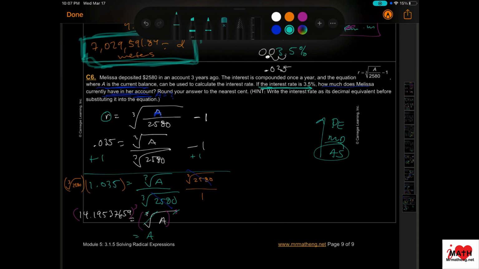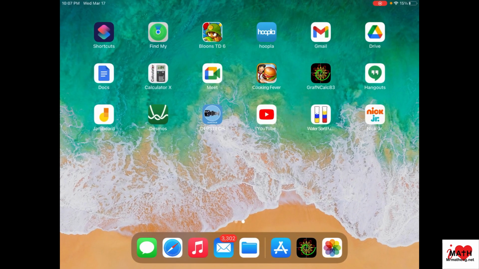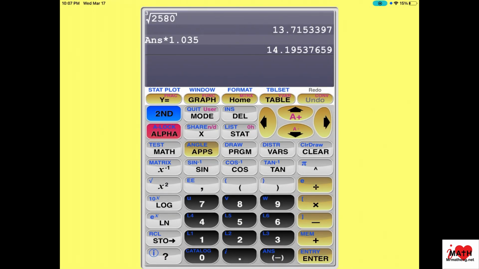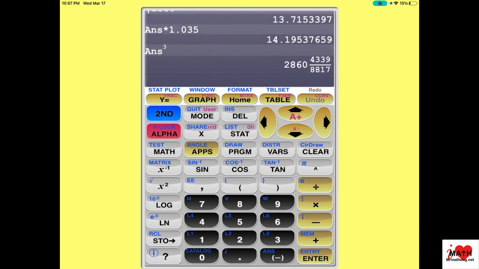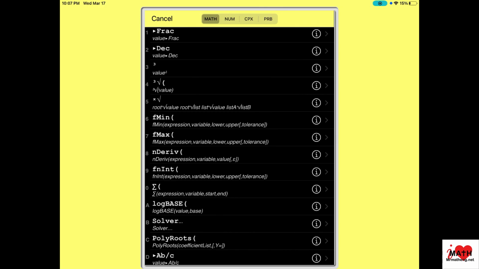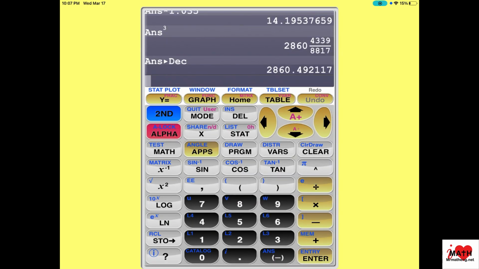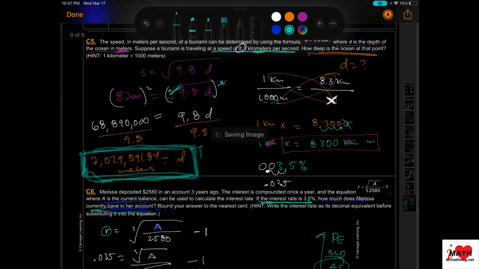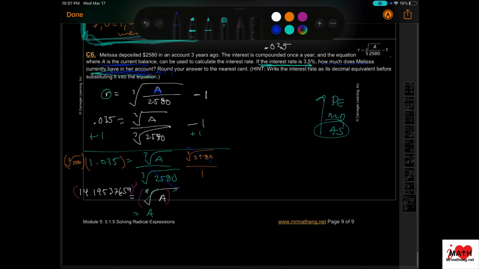What am I trying to say? What does she currently have in her account? That's the A value. Okay, so let's just take that number and then put it to the third power. So the nice thing, it's already in there. You just need to do the caret, or to the third power, which is to the right where it says pi, kind of. Okay, and then mine's messed up, so I just pressed math and I went number 2 decimal. And that's our number. 2860.49.